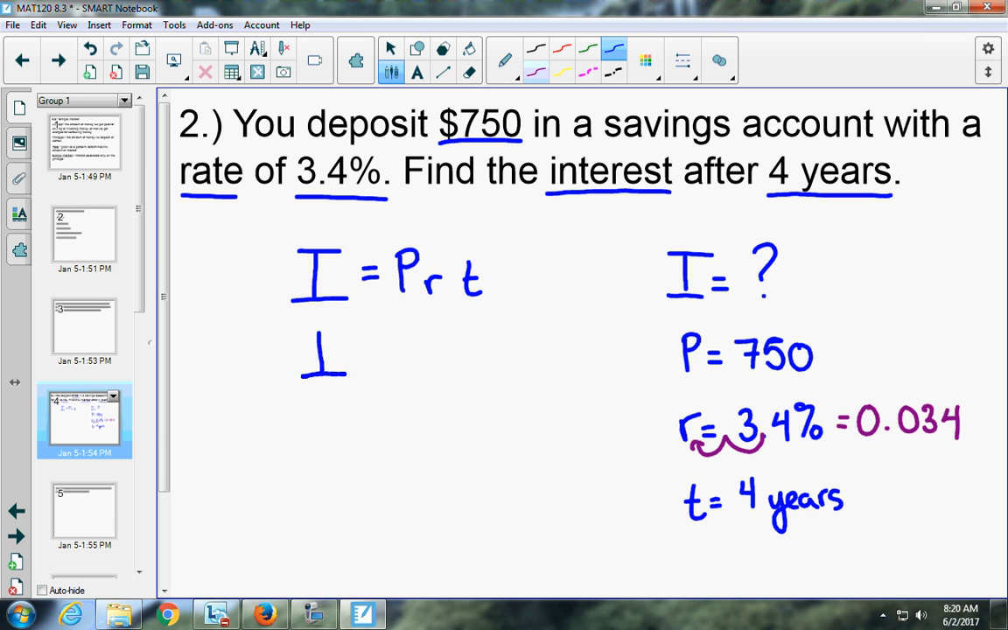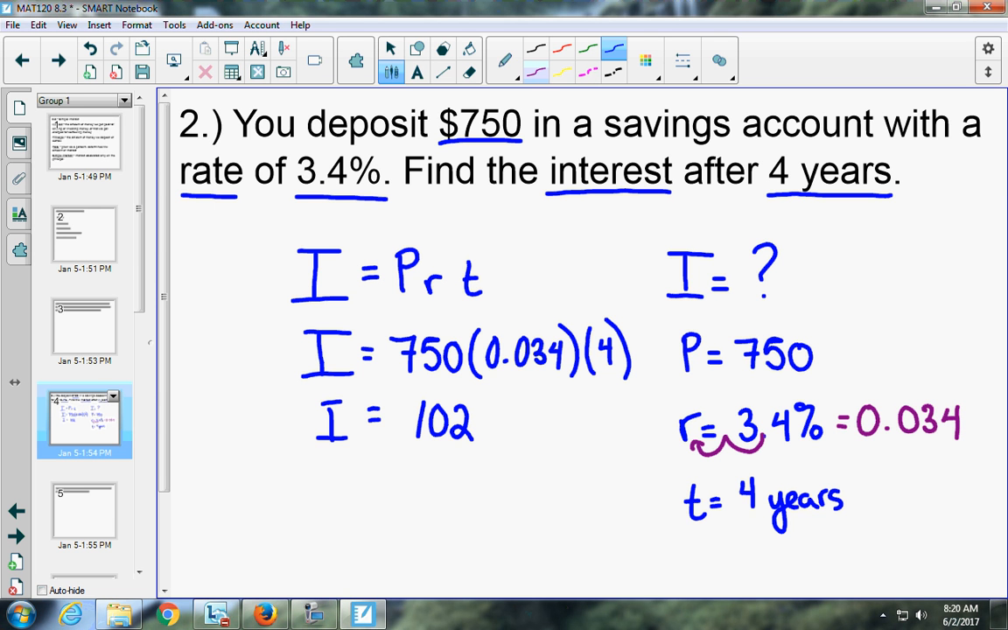Now I just plug everything into the equation. I'm solving for interest. My principal is 750. My rate in decimal form is 0.034. My time is 4 years. When I multiply all of that out, I get 102. Remember, interest is money. So that means if I'm answering this problem, the interest after 4 years is $102.